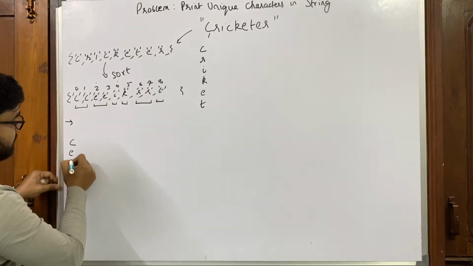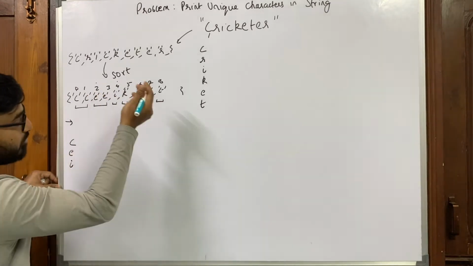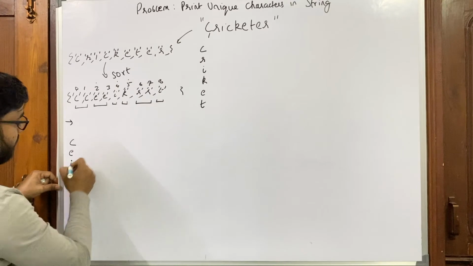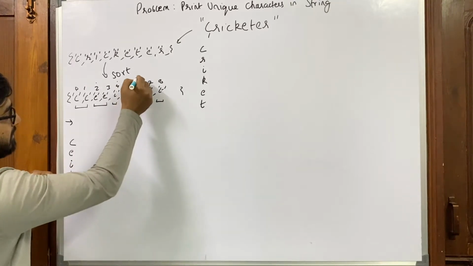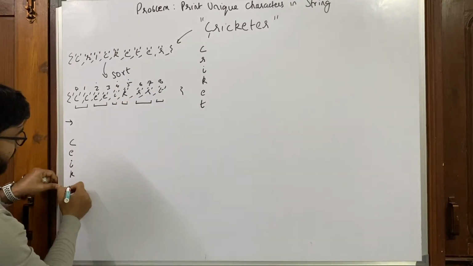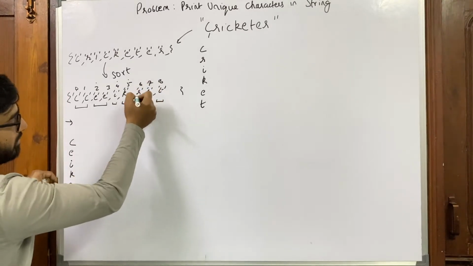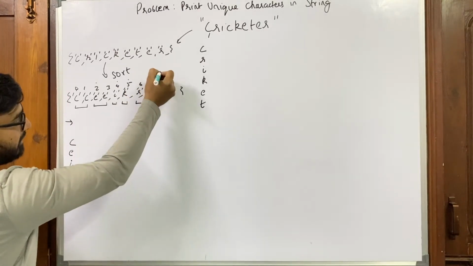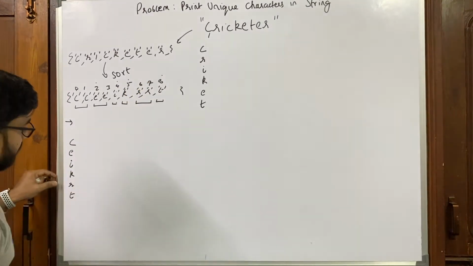Print I, skip all its copies. It does not have any more copies, so I move to index 5. Print K, move on to the next index. Here I print R once and skip all the remaining copies of R. So I come to index 8 and I print T. So I get this output.